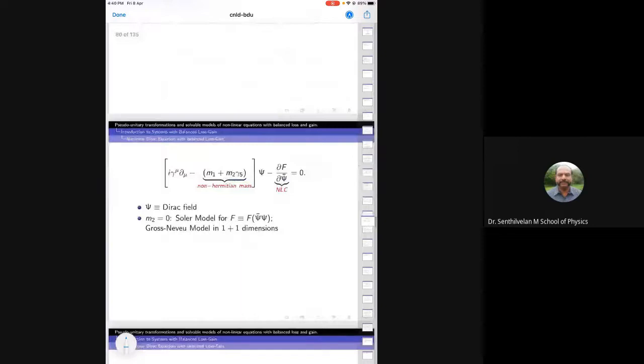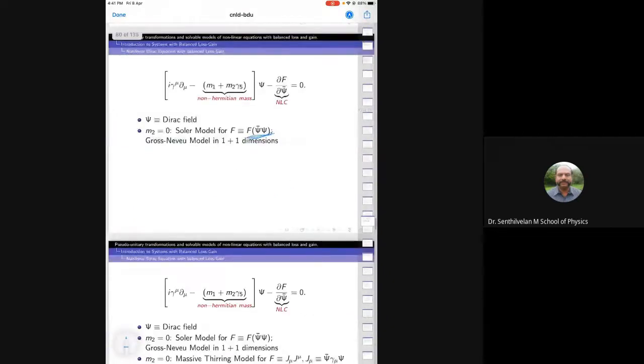Now, this for m2 equal to 0 has been studied in the context of particle fields, and these models are very important in the development of particle physics. And some of the models have been studied from the 90s onwards in the context of strongly correlated systems. If m2 is equal to 0 and f is taken to be a function of psi bar psi only, then this is called the Soler model. If this model is considered in one space and one time dimension, this is called the Gross-Neveu model, which is very famous in the context of particle physics.